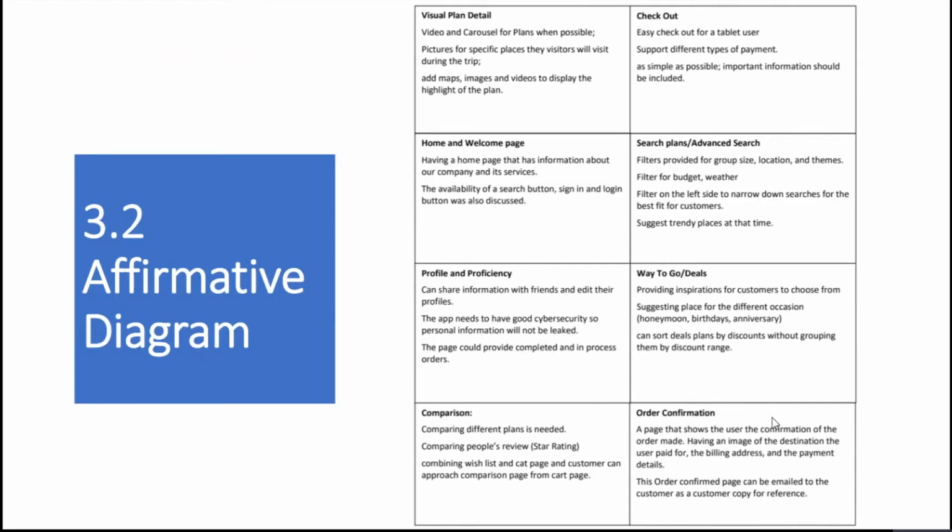And next, after we discuss, we come up with some important things about each page of our application, such as we need to add some maps, images, and videos to display the highlights on the description page. Or for the searching tool, we need a filter, for group size, location, themes, budget, weather. So the filter is going to narrow down the search and give the customer the best choice.